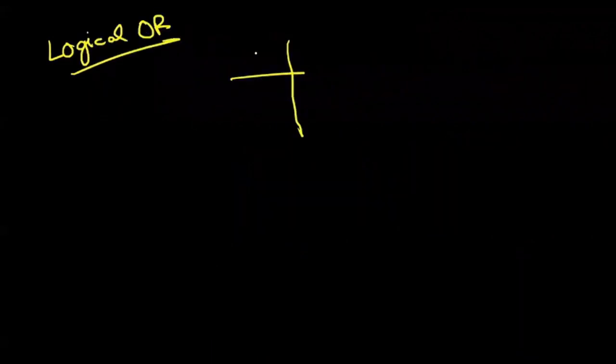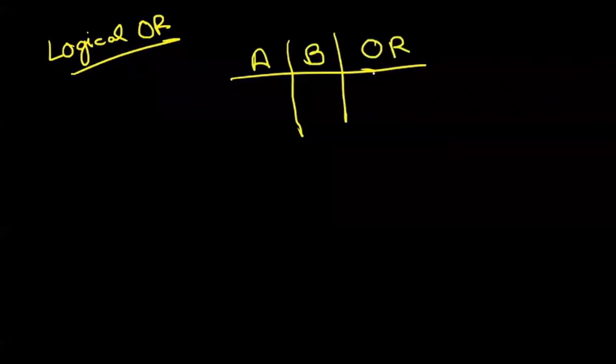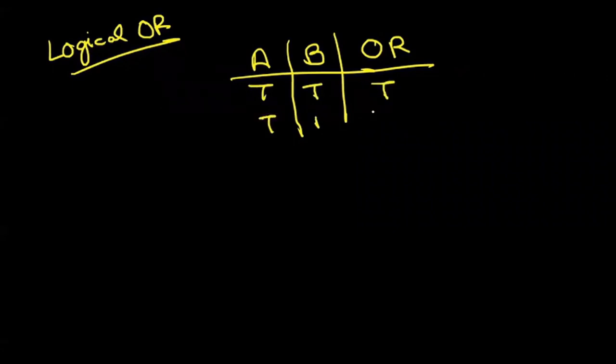Let's say you have two expressions A and B, and I want to get the output for logical or. What does logical or say? Even if one of the statements evaluates to be true, the logical or will be true. If both the statements evaluate to be false, then the logical or will be false. That means even if one of the statements is true, the logical or will remain true.